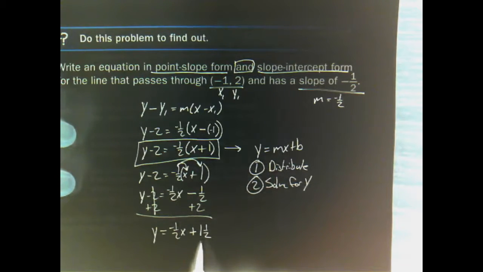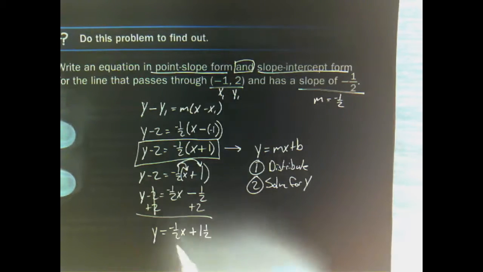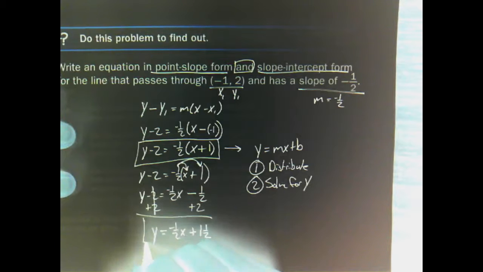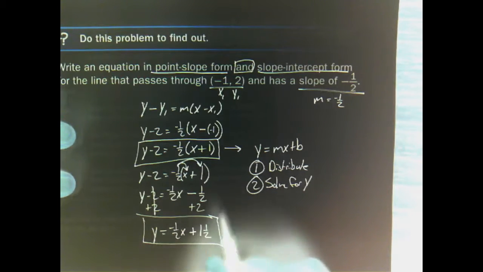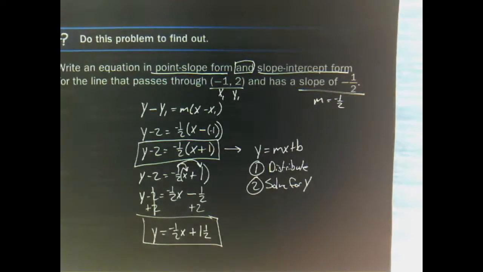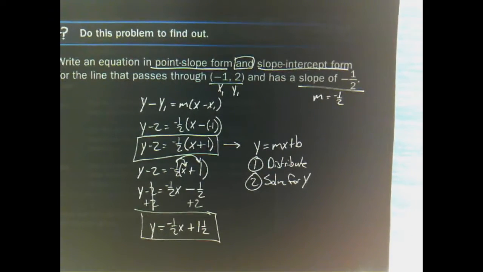Now you could write that as 1.5. You could also write it as 3/2. I don't really have a preference as to which one. So y equals -1/2 x plus 1 1/2. That is in y equals mx plus b form. So I am done.